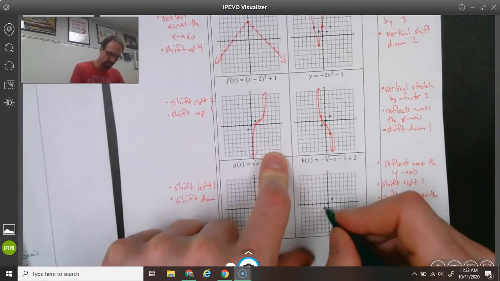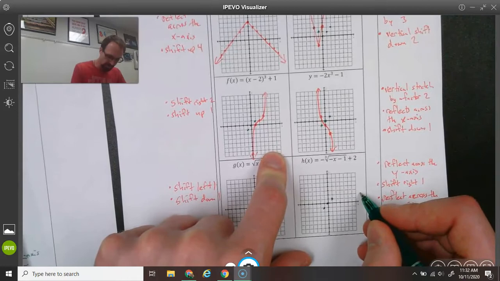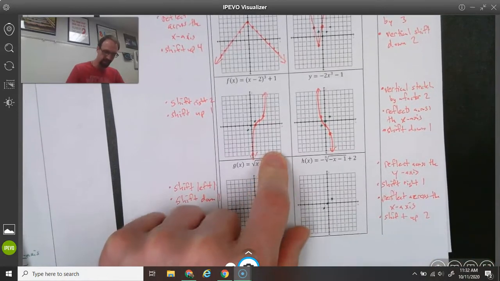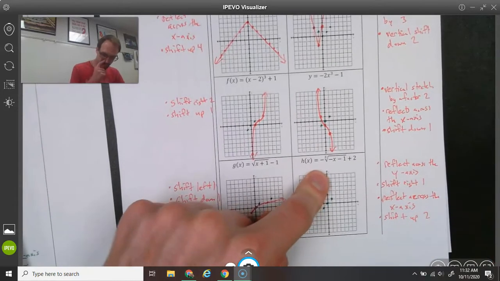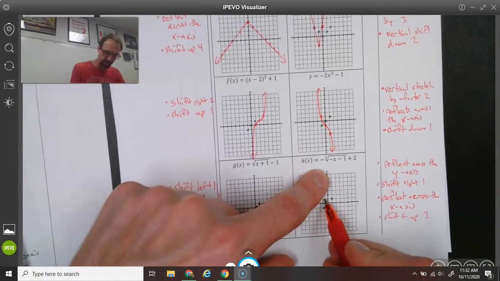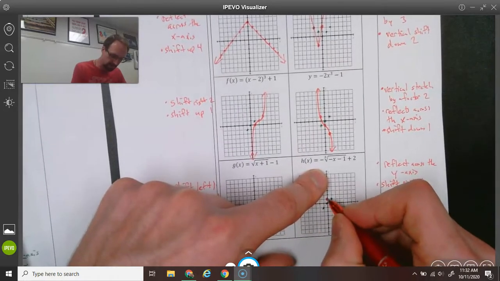All right, so let's see what happens. Remember, my (8, 2) is just off the graph here. My (-8, -2) is just off the graph here. All right. So first thing, reflect across the y-axis. That goes here. Shift right 1 takes me here. Reflect across the x-axis takes me down here. And then shift up 2 takes me back to here.